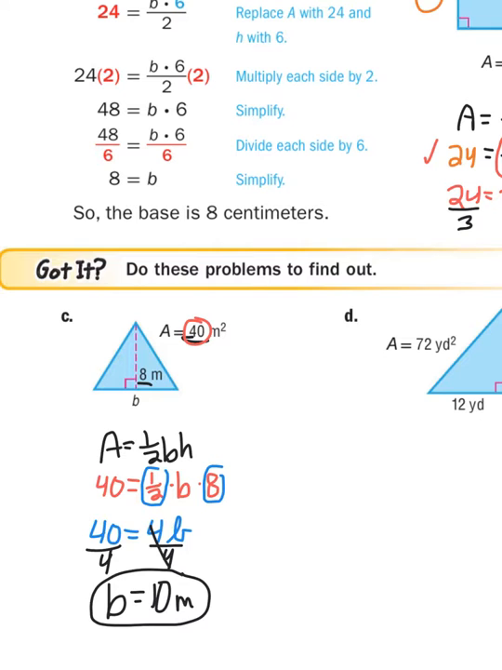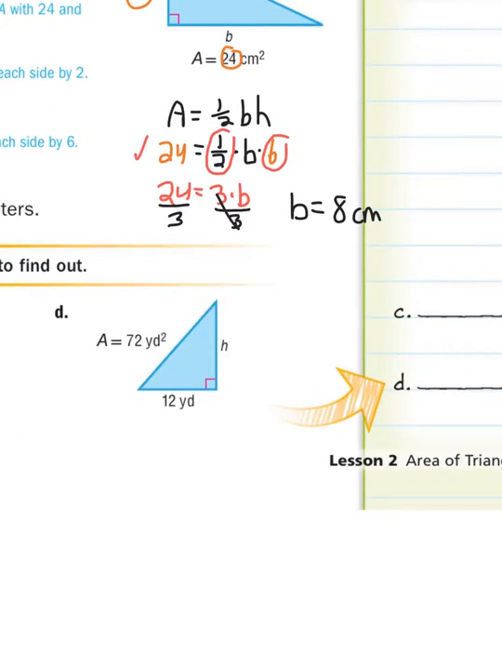All right, so now, here is your job. Here is your challenge. Your challenge is to do problem D. Figure out what that missing dimension H is. Write the formula, substitute. Remember, you're going to have to simplify with the half, and then solve. So pause, restart when you're done. Go.